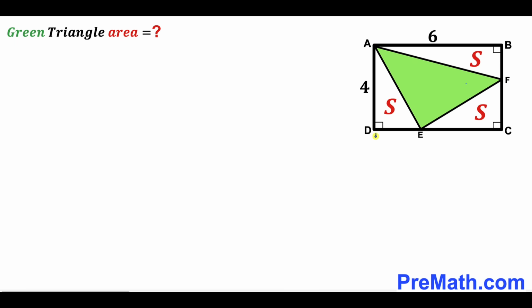And here's our next step. I'm going to label this tiny segment DE length as lowercase x, and this segment BF length as y. Now we know that this whole side CD length is 6 units, so this EC segment length is going to be 6 minus x. Bear in mind that x value is going to be between 0 and 6. Likewise, this side BC length is 4 units, so this FC segment length is going to be 4 minus y.